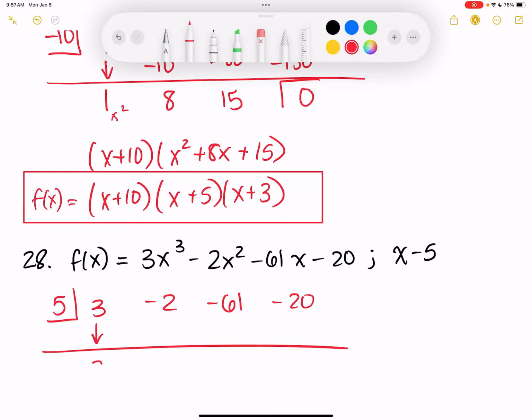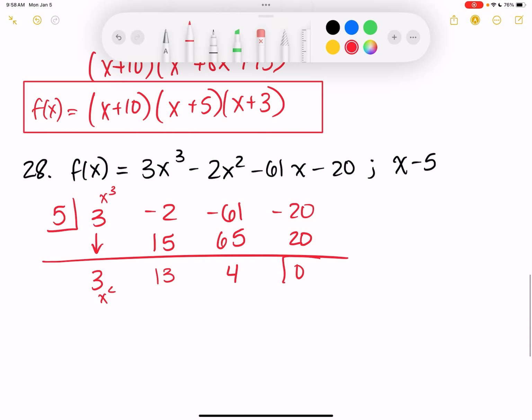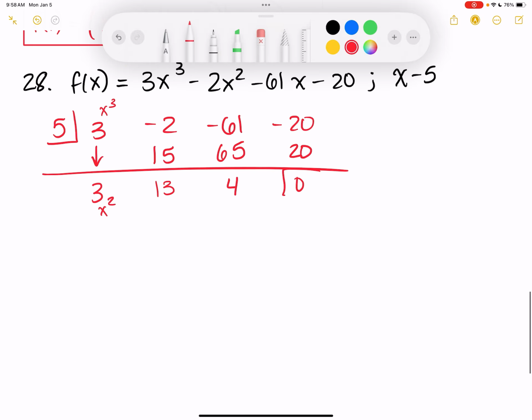All right, bring down the 3, times 5 is 15, minus 2 is 13, times 5 is 65, minus 61 is 4, times 5 is 20, minus 20 is 0, so I'm good. So this was x cubed. This is now x squared. So I've got x minus 5 times 3x squared plus 13x plus 4.